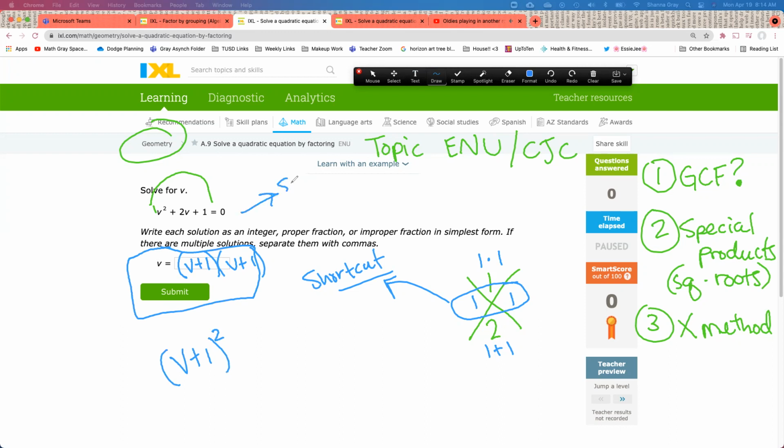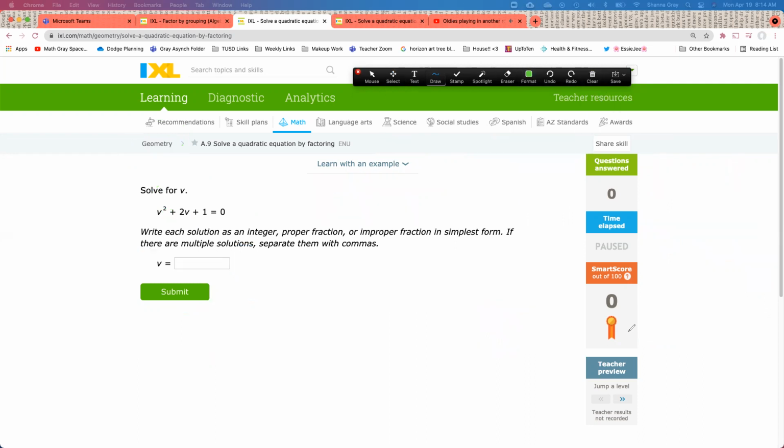Just to point out, if you do view this as a special product, remember you don't have to use the special products, it just sometimes makes it easier. Basically, you fill in your parentheses with the square root of each piece. So if I'm looking at the square root of v squared, that's v and v, and then the square root of 1 is 1 and 1. And since this is positive here, this is the same. It's going to be the positive side to make that add up to 2. All right, let's clear all this and do another one.